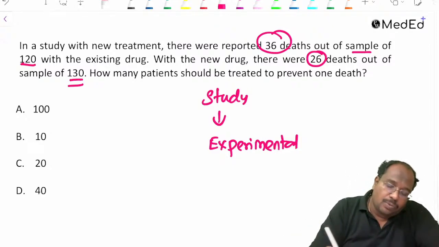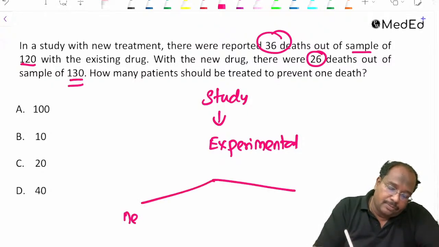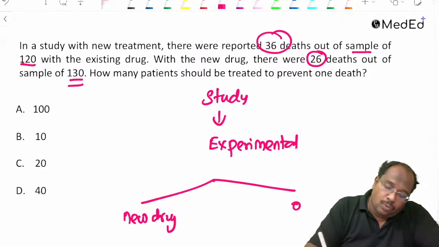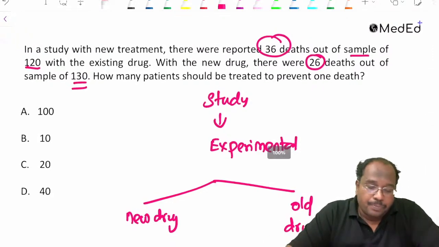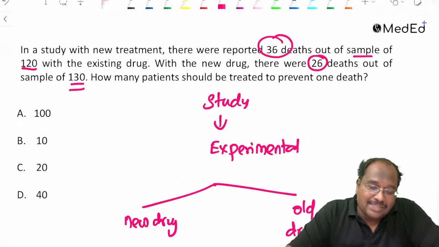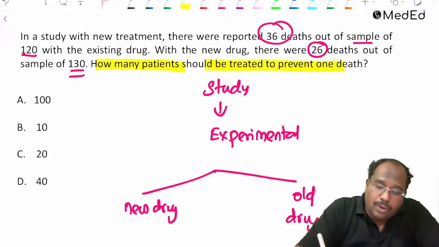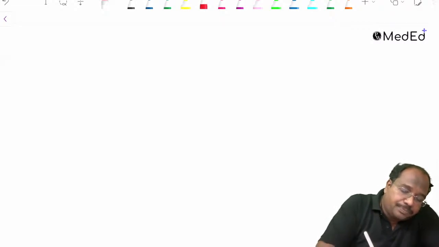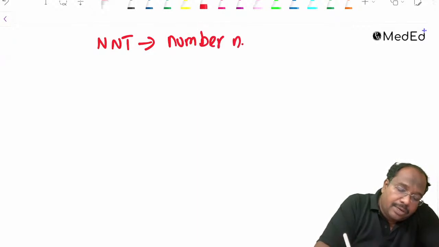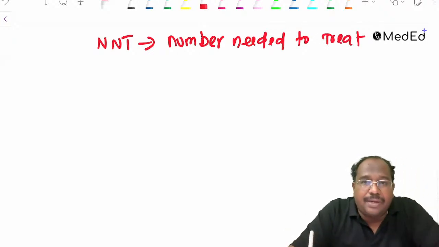RCT. What they have done is divide the people into two groups: a new drug and an old, existing drug. Now the question is, how many patients should be treated to prevent one death? It is an RCT, so what exactly they're asking is NNT. What is NNT? Number needed to treat.